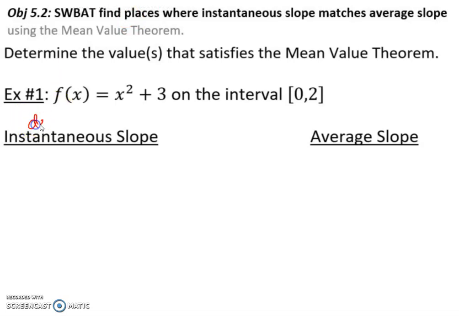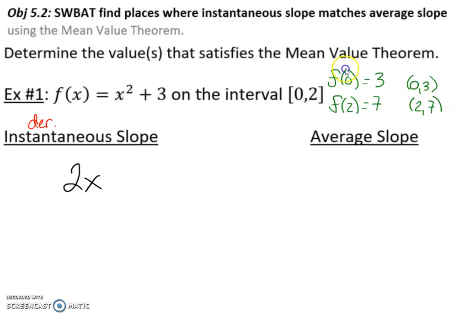Instantaneous slope means derivative. And the derivative of this particular function, x squared plus 3, is, of course, 2x. The average slope is found by using the slope formula. So I'm going to do this off to the side as a little bit of scratch work. f of 0 and f of 2, because they gave me two x values, but I don't know the y values. So f of 0 in this case is 0 squared plus 3, so that's 3. And f of 2 in this case is 2 squared plus 3, which is 7. So our endpoints are (0, 3) and (2, 7).